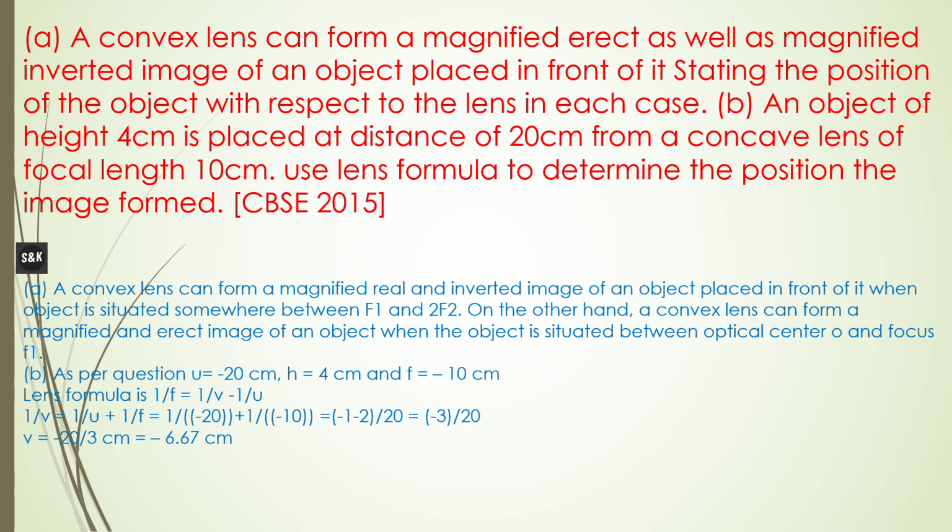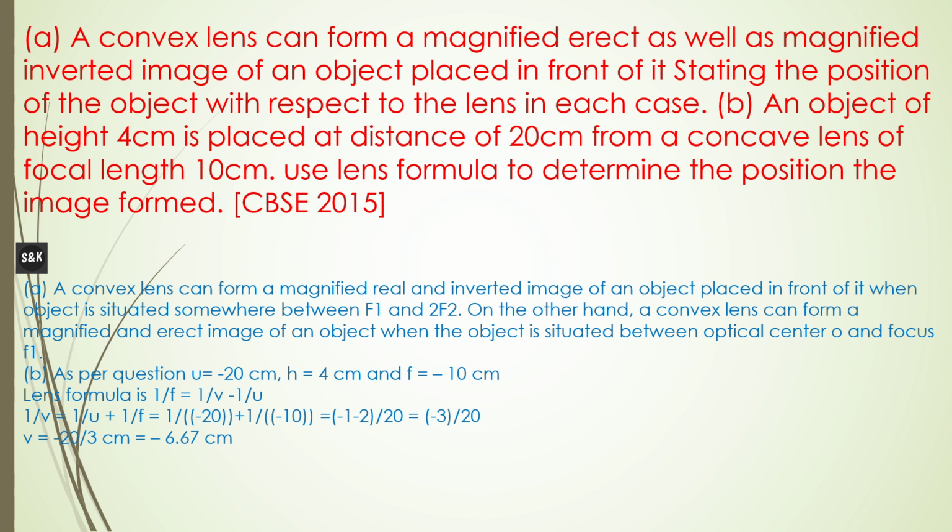A convex lens can form a magnified, real and inverted image of an object placed in front of it when the object is situated somewhere between f1 and f2. On the other hand, a convex lens can form a magnified and erect image of an object when the object is situated between optical center O and focal length f.